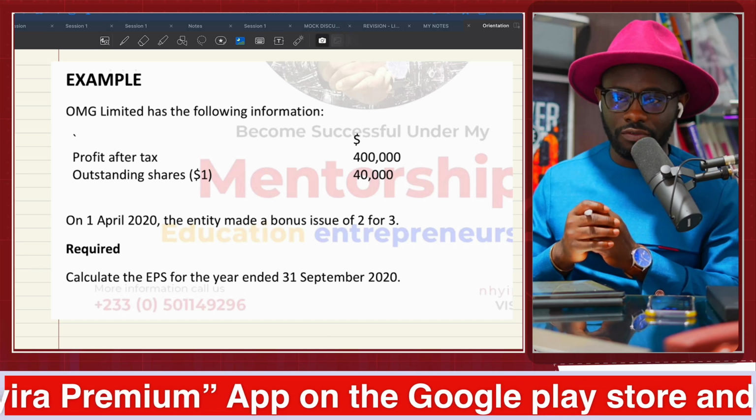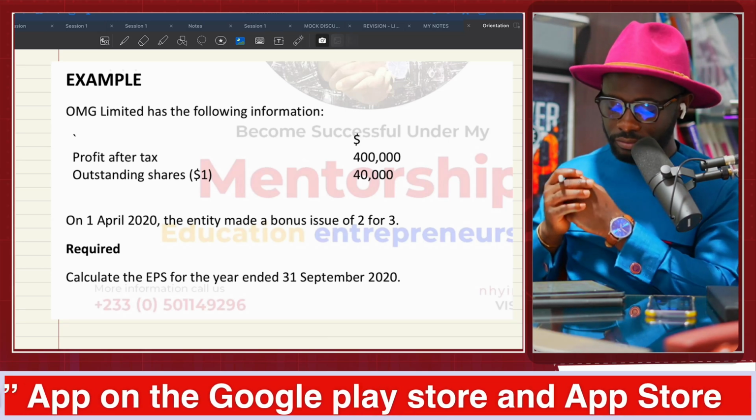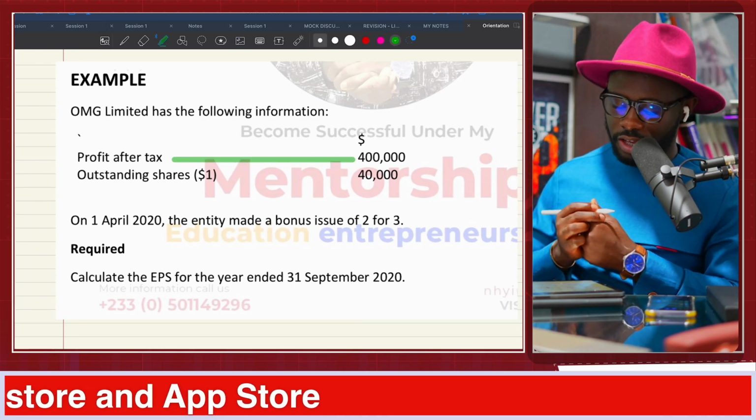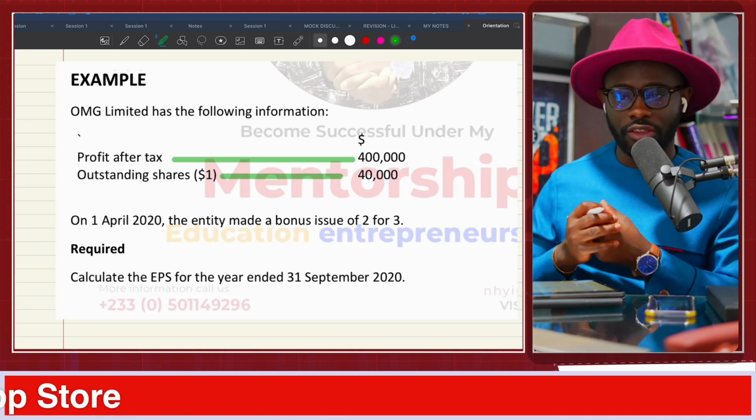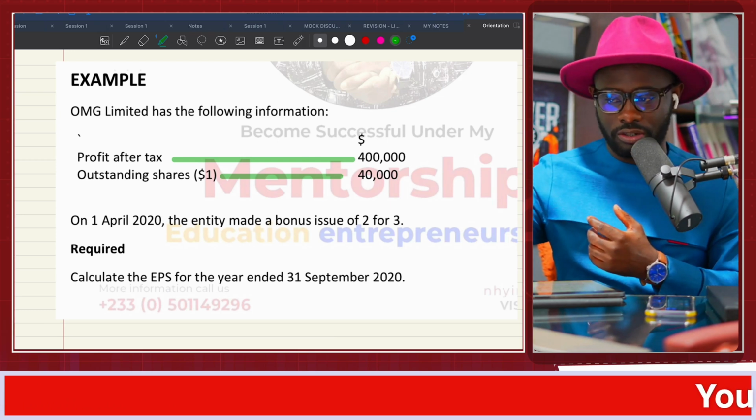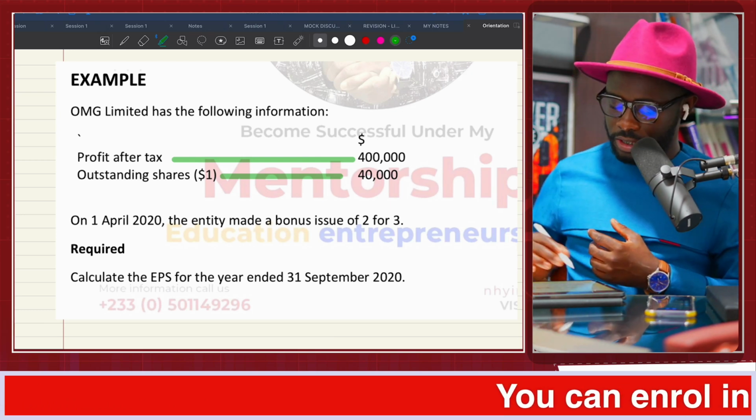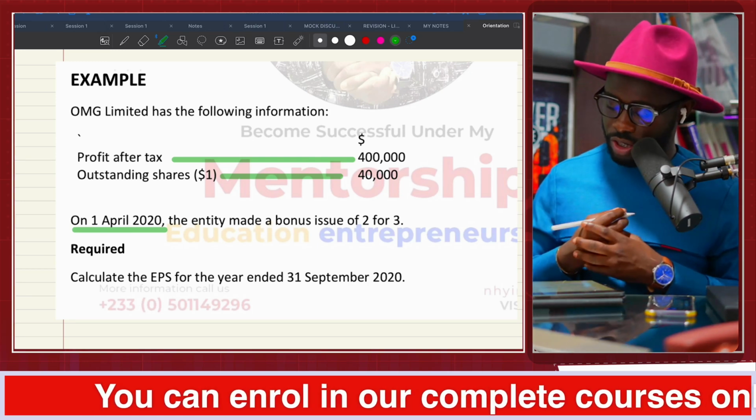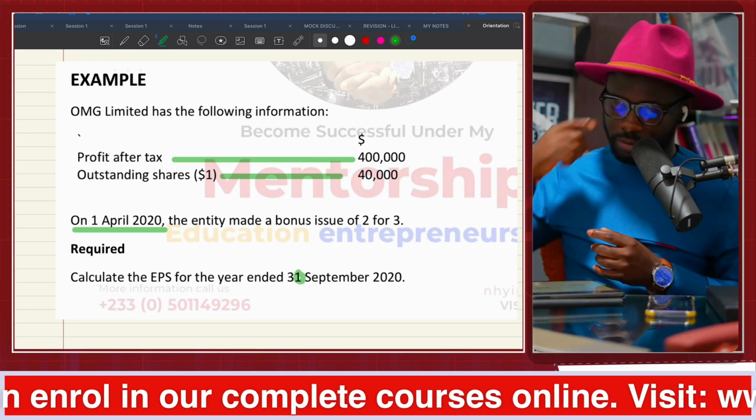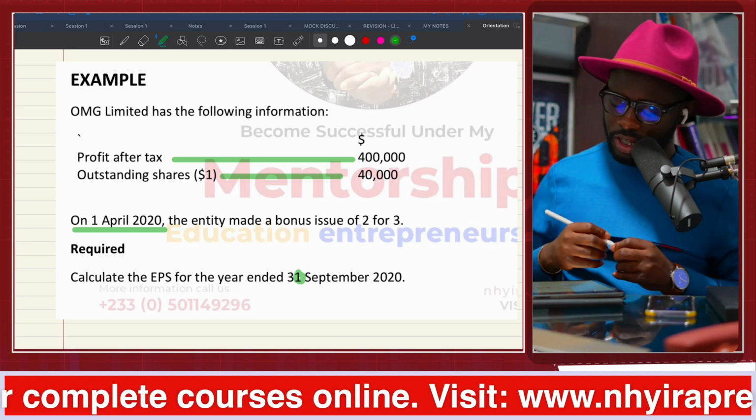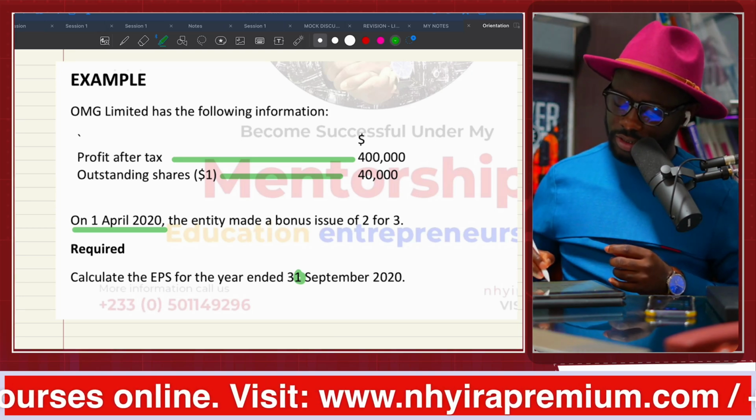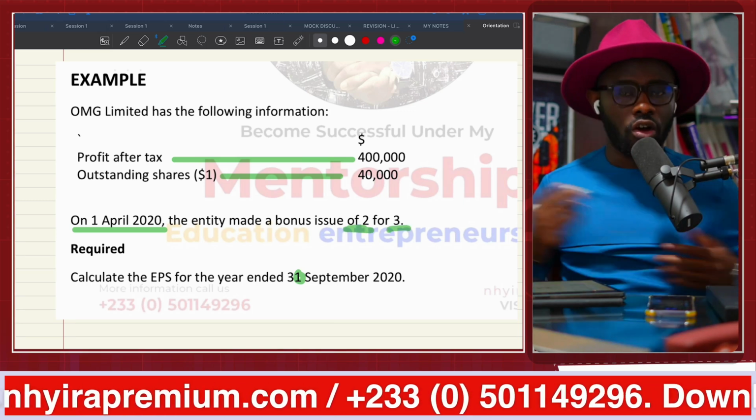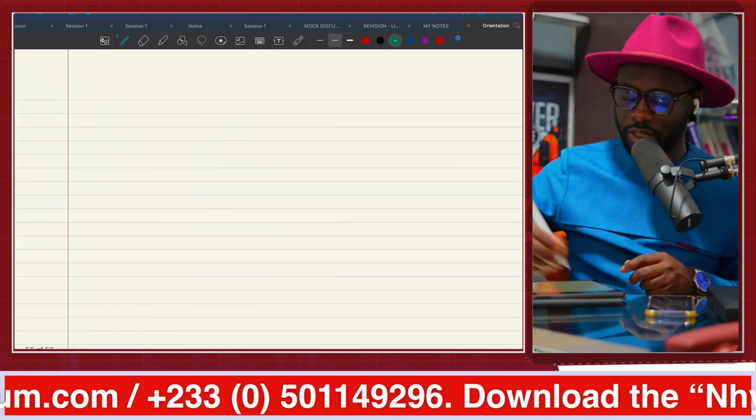OMG Limited has the following information. Profit after tax has been given to us to be 400,000. Outstanding shares 40,000. Pretty simple in this particular regard. On 1st April 2020, now stay with me, 1st April 2020. This should be 30th September. On 1st April 2020, the entity made a bonus issue of 2 for 1. Okay, so let's crunch some numbers quickly.